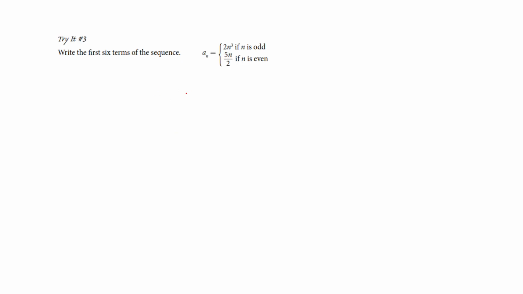We've got another piecewise here, so let's give it a shot. So n is 1. Oh, so we have odds and evens as our definition here. So I've got 2 times 1 to the third. So now n is 2, so we have an even number. So I've got 5 times 2 over 2. It's 5. Now n is 3, so we're back to an odd. So we're going back to the top rule.